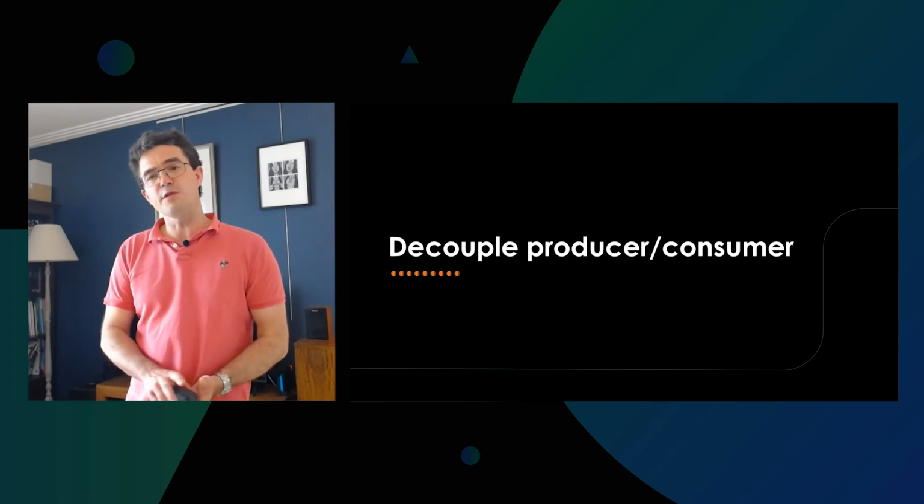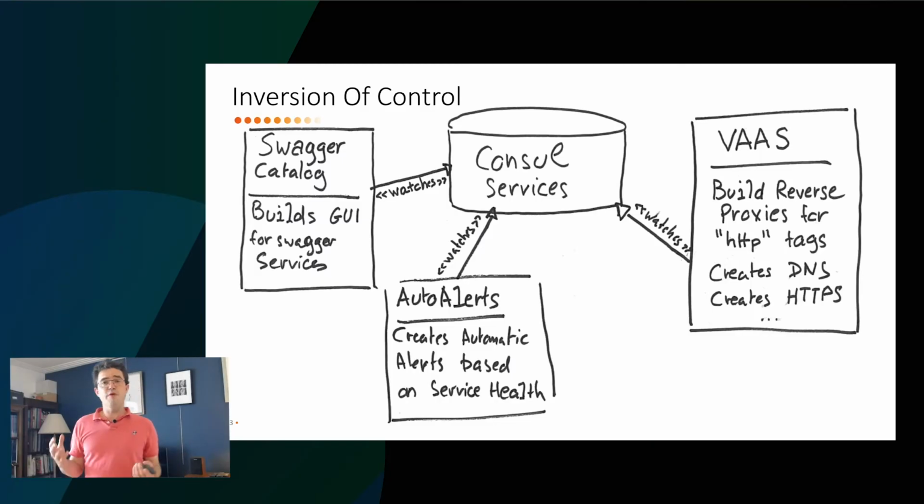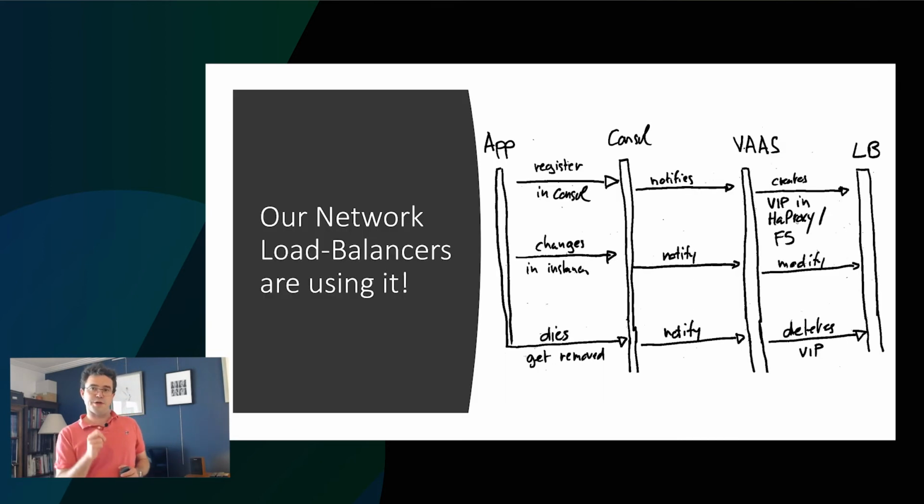Basically, it works with some provisioners. Here I represented three provisioners: a Swagger catalog, an auto-alerting system, and a VIP as a service, so basically something provisioning load balancers. And those systems are watching Consul services all the time and reflecting the changes of those instances by performing provisioning. That's exactly how our load balancers are working.